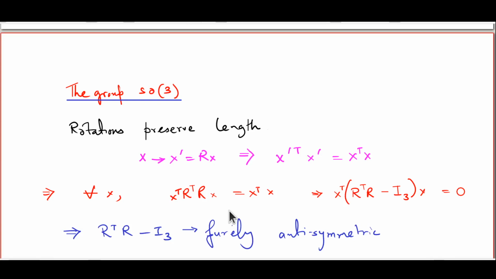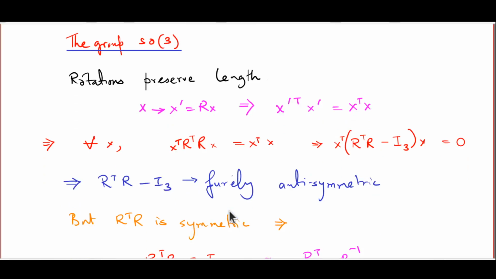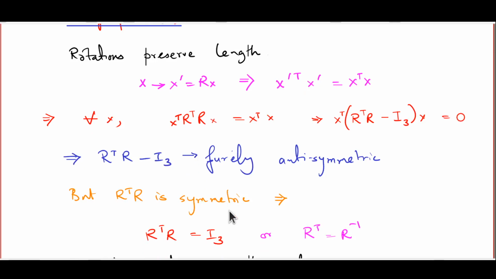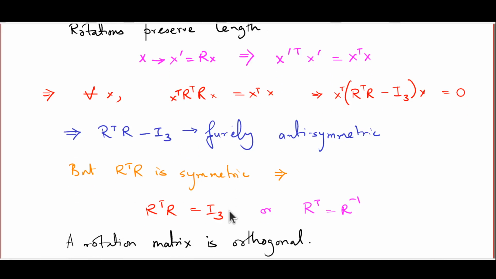Now, the important thing is R transpose R would then be an antisymmetric matrix plus identity. But R transpose R is symmetric simply because if you take its transpose, you get it back. And therefore R transpose R must be identity, or the transpose of R must be the inverse of R. In other words, R must be an orthogonal matrix. Any matrix which stands for rotation must be orthogonal, a kind of matrix whose transpose is its inverse.